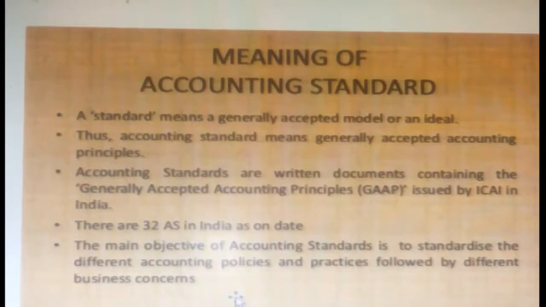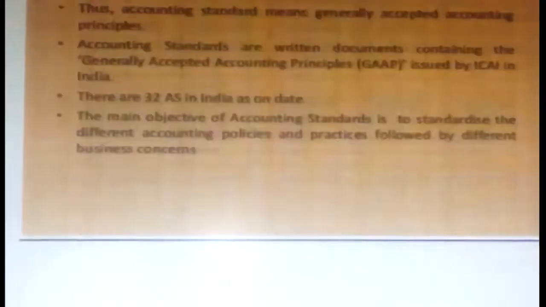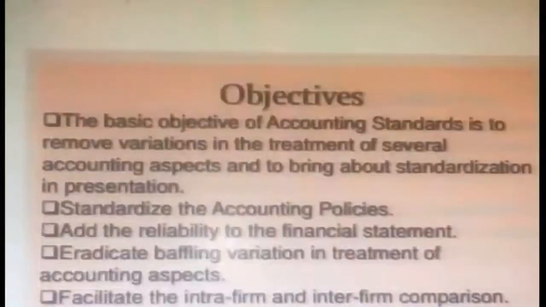So the main objective of accounting standards is to standardize the different accounting policies and practices followed by different business concerns. So you have to follow the accounting standards, uniform rules and regulations. That is why all companies do business in a uniform way, easily understood by external users and internal users, correct. If any company simply follows its own rules and regulations, it is very difficult for internal and external users to understand. Okay, that is the objective of accounting standards.